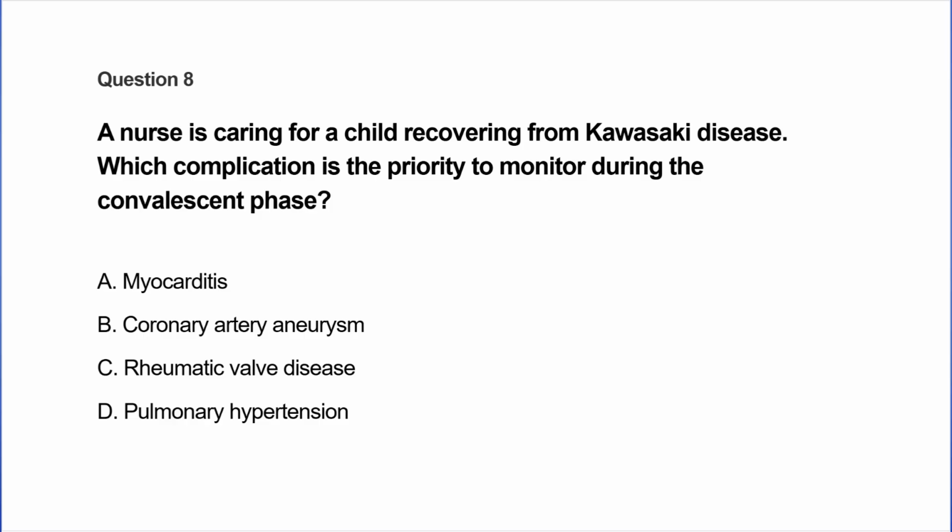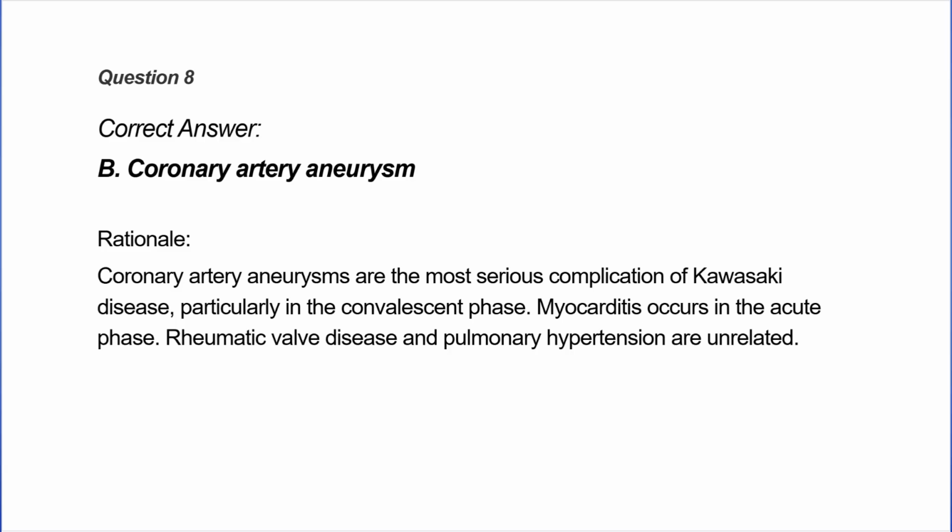Question 8. A nurse is caring for a child recovering from Kawasaki disease. Which complication is the priority to monitor during the convalescent phase? A. Myocarditis. B. Coronary artery aneurysm. C. Rheumatic valve disease. D. Pulmonary hypertension. Answer: B. Coronary artery aneurysm.